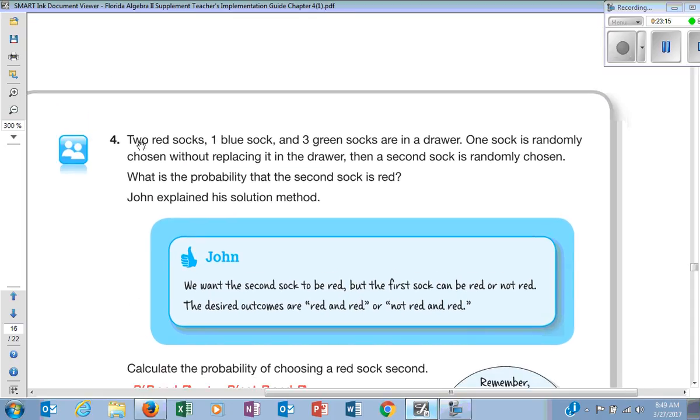So 2 red socks, 1 blue sock, 3 green socks are in a drawer. 1 sock is randomly chosen without replacing, and the second sock is randomly chosen. What's the probability that the second sock is red?